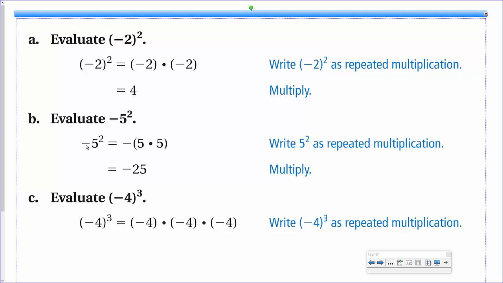But I have to reapply that negative sign here, and that's why it equals negative 25. This one here, the whole thing is being multiplied to the third power. So it's negative 4 times negative 4 times negative 4, and I get my answer.